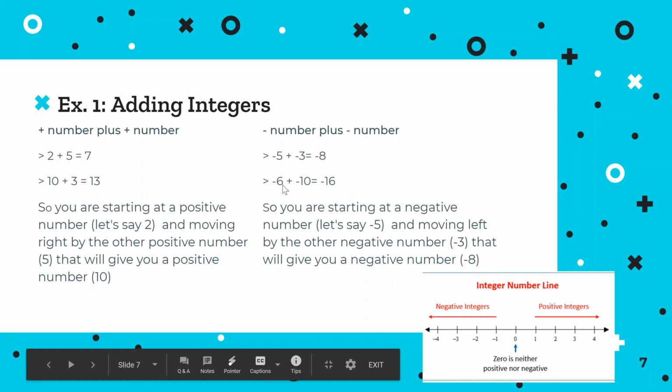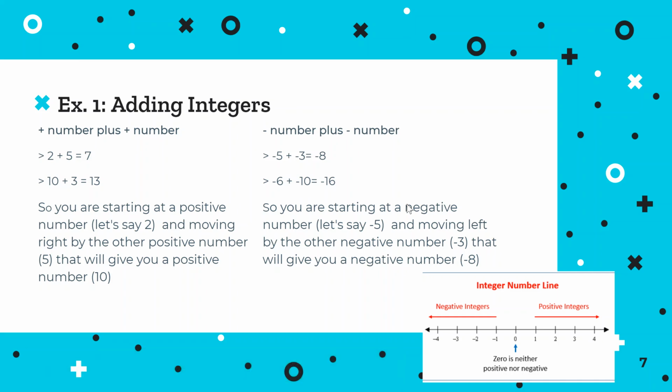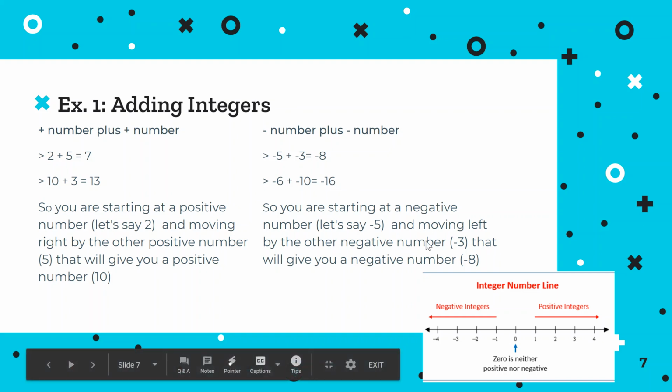Same thing with negative 6 plus negative 10. When you add 6 and 10 together, you get 16. Basically, when you add a negative number plus a negative number, you'll get a negative number. So 6 plus 10 is 16, and you just add a negative in front of it, and you get negative 16.